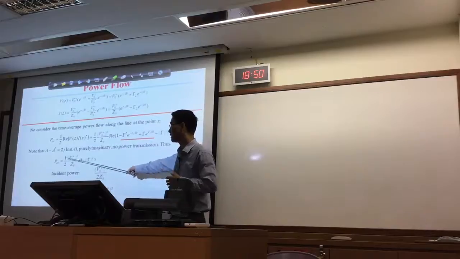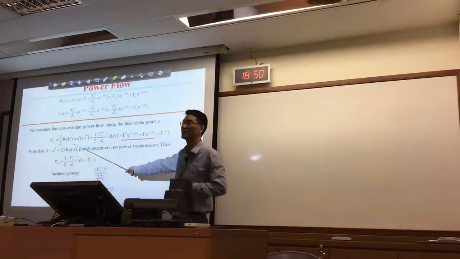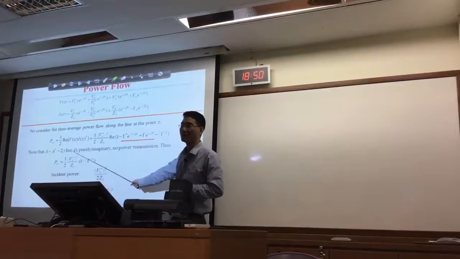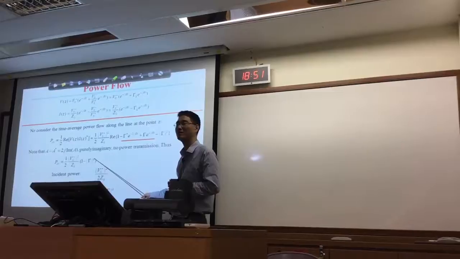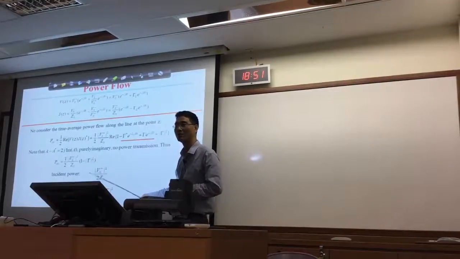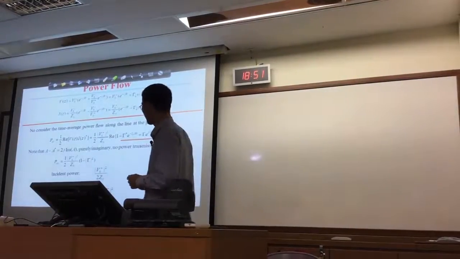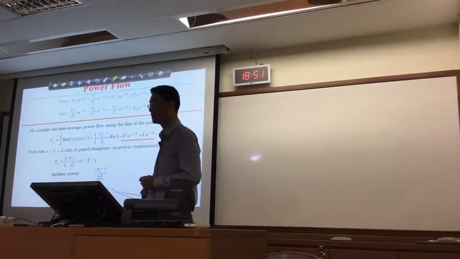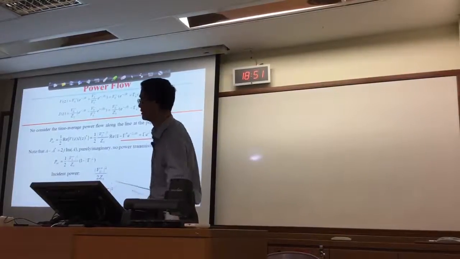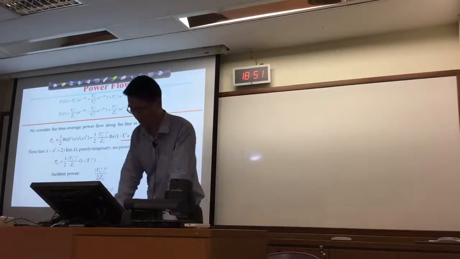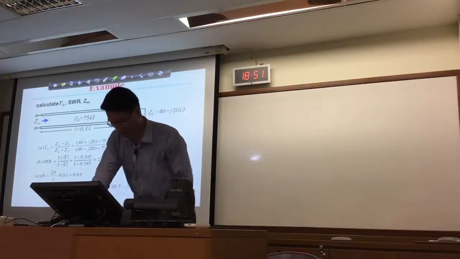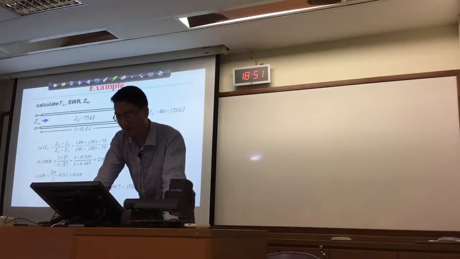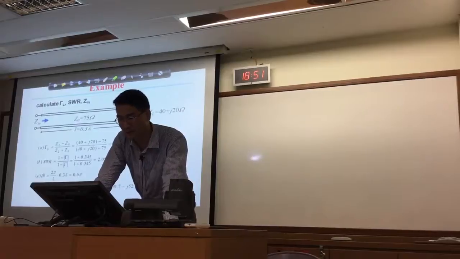From manipulation, you can understand the average power along the transmission line can be represented by the incident power and the reflected power. The reflection coefficient is involved here, the reflection coefficient squared represents power. Then this is a very classic example of the transmission line.